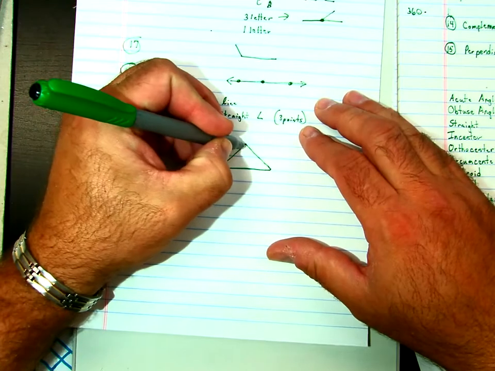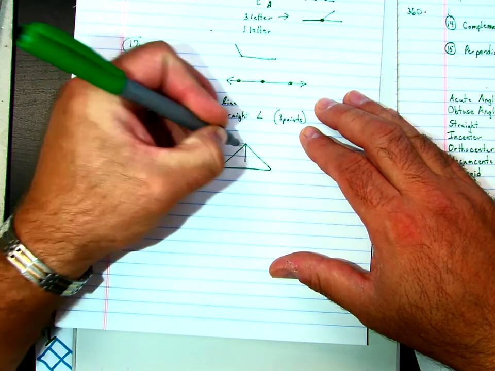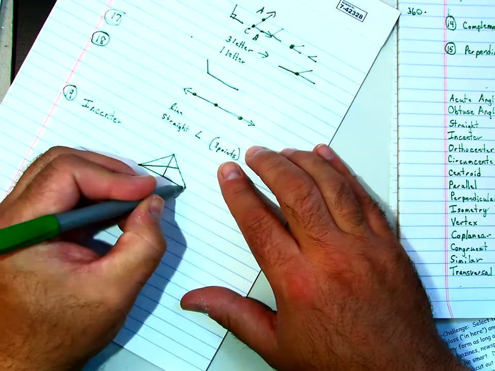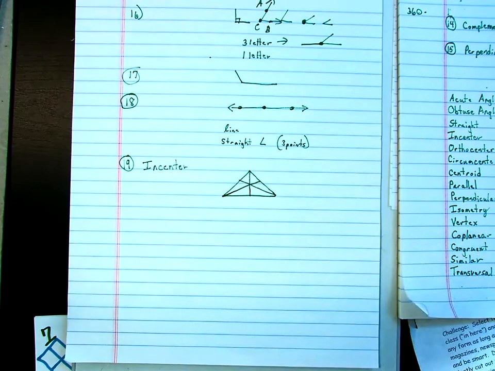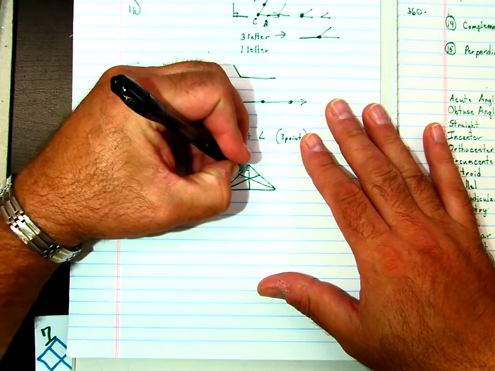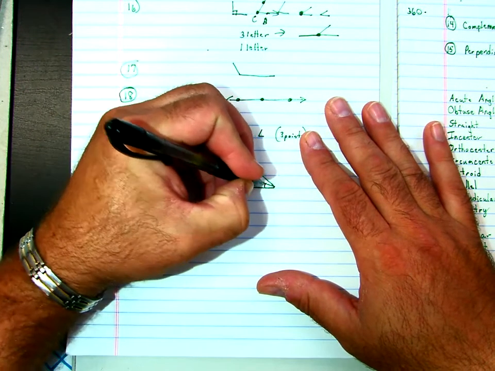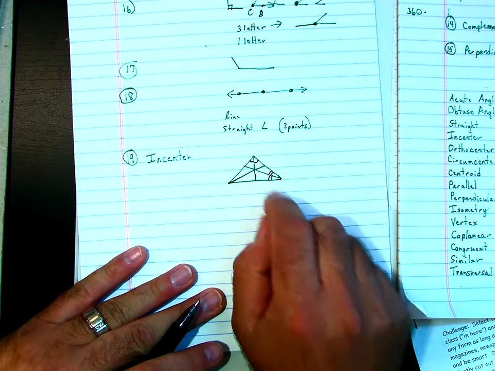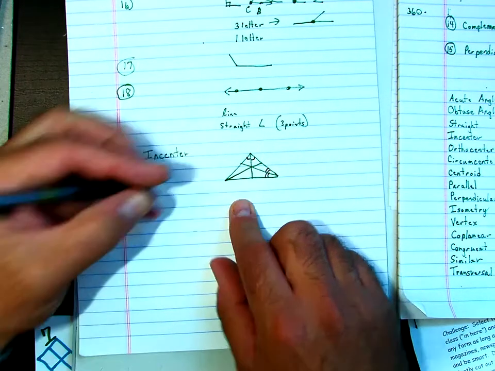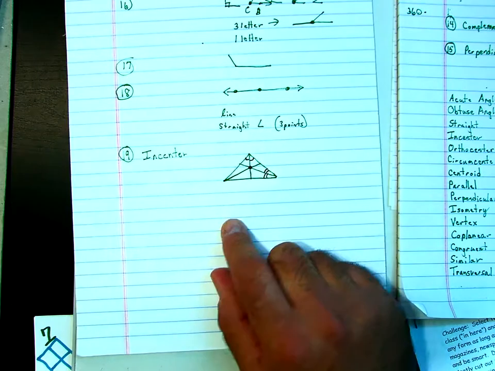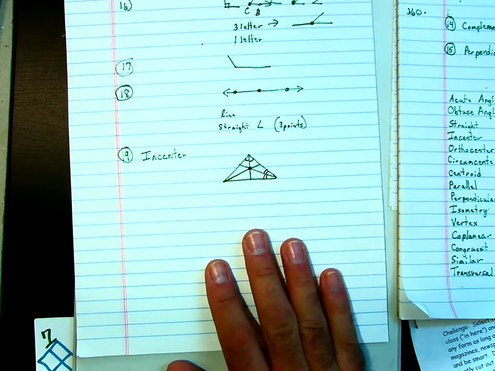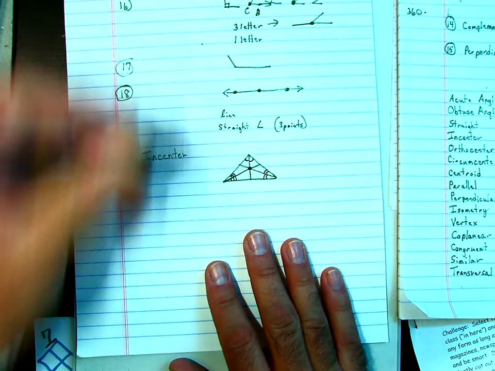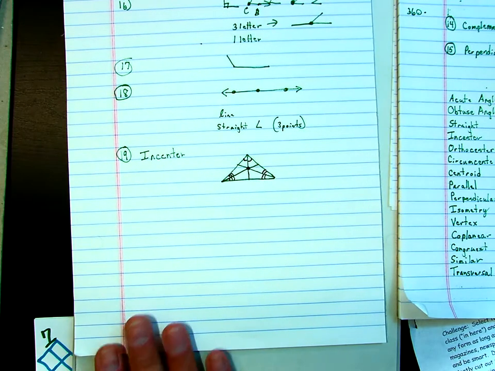An incenter is where all the angle bisectors meet. So if I bisect each angle, how do I know they're bisected? You would know by the congruency marks. So I put a congruency mark there and a congruency mark here. Notice 1 tells me those 2 are equal. 2 tells me those 2 are equal. And once you have 2, the third one would have to meet there. But the incenter is where all of the angle bisectors meet. That is called the incenter.